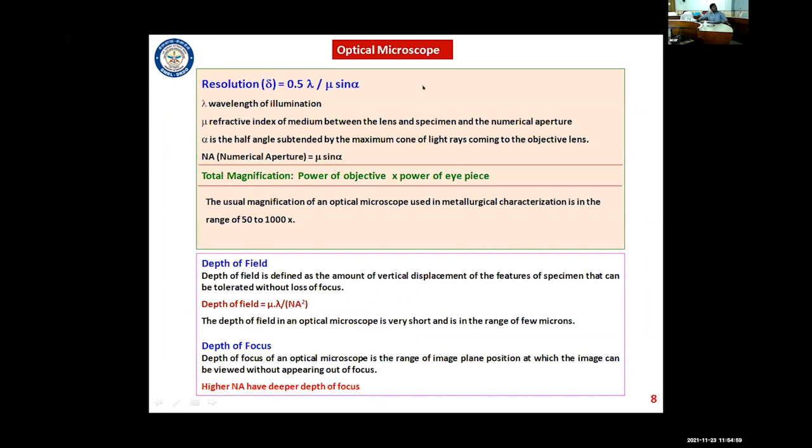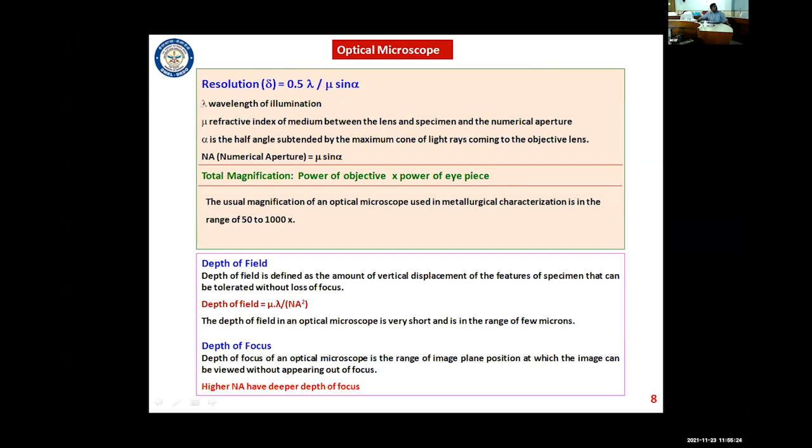Now I will explain some of the terms used in the optical microscope, where resolution is very important. The main goal of the microscope is to get enlarged pictures of the object with the best possible resolution. Suppose I'm taking a high magnification image, if the resolution is not good, if the image is blurring, then there is no use. That's why resolution is very important.